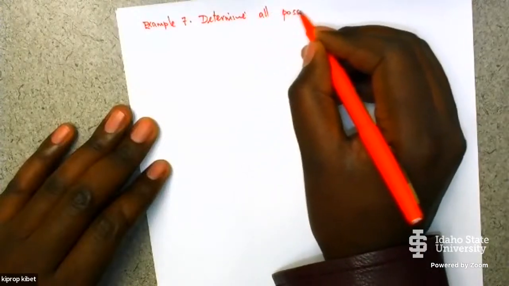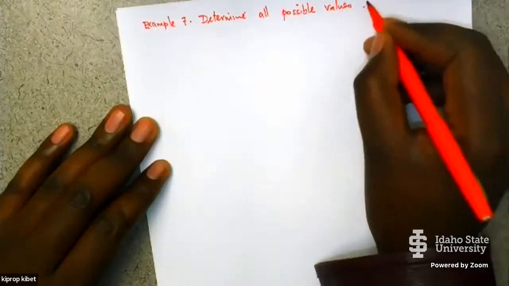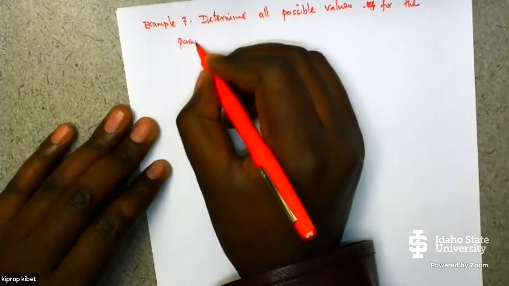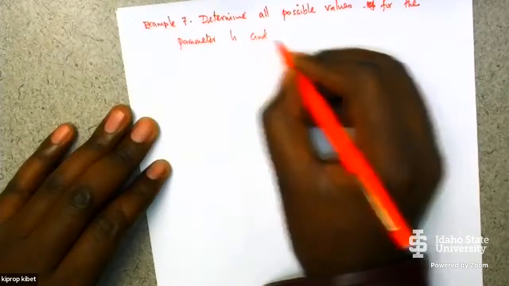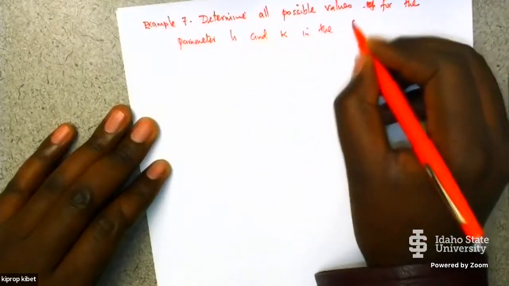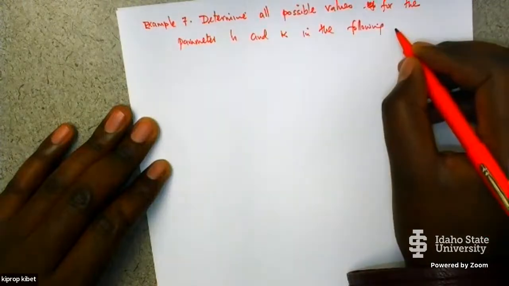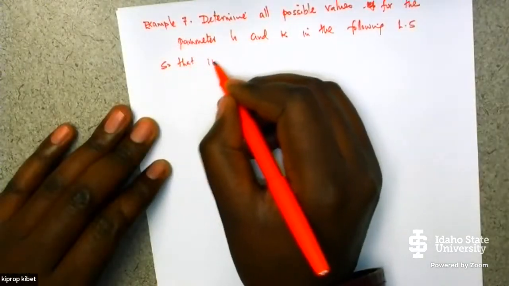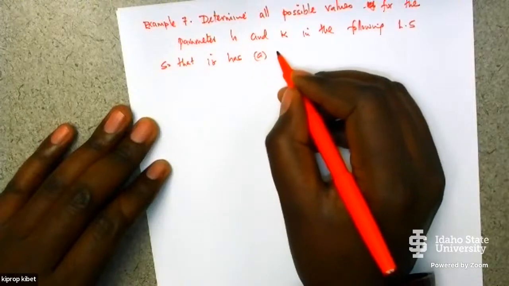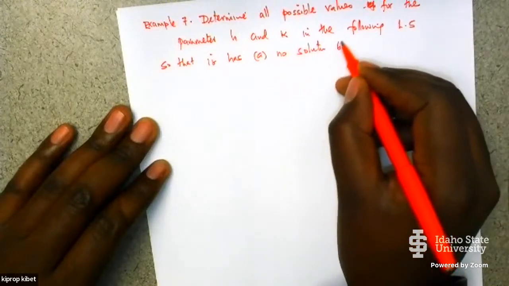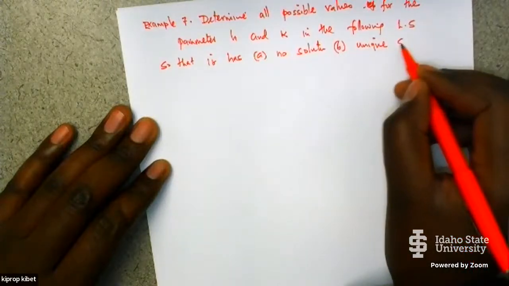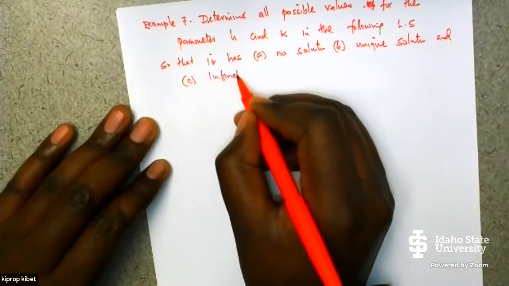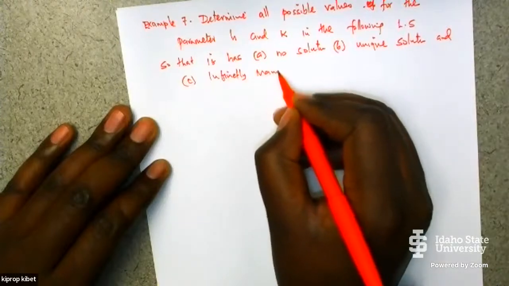Determine all possible values for the parameters h and k in the following linear system, so that it has (a) no solution, (b) a unique solution, and (c) infinitely many solutions.